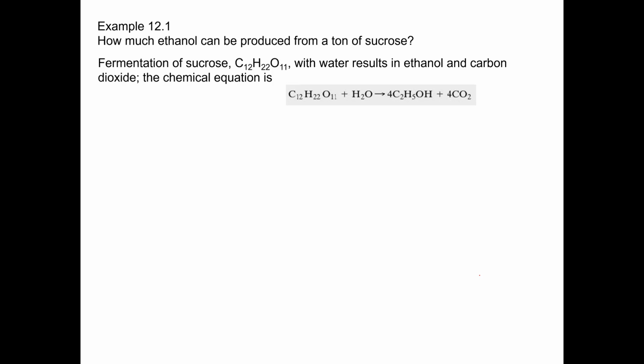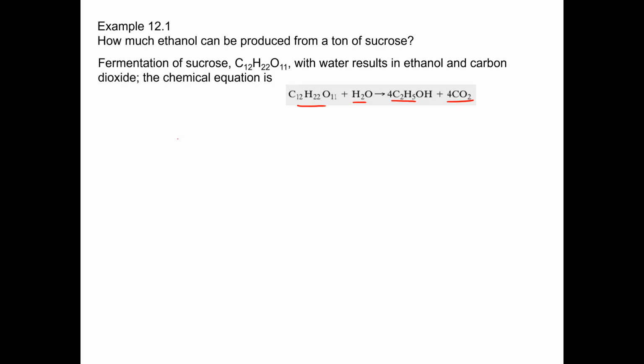This example problem is asking you to compute how much ethanol can be produced from a ton of sucrose. So the fermentation of sucrose with water results in ethanol and carbon dioxide. Again, here you have sucrose reacting with water to yield ethanol and carbon dioxide. To begin this analysis, let's go ahead and find the molecular weight of each constituent.